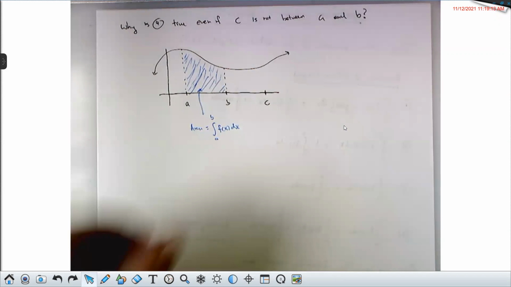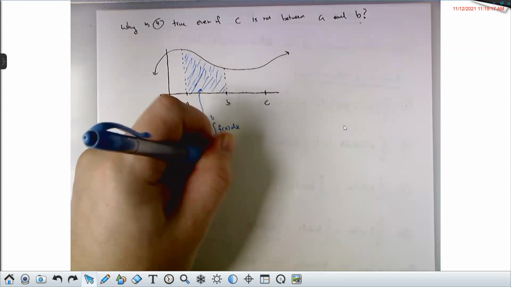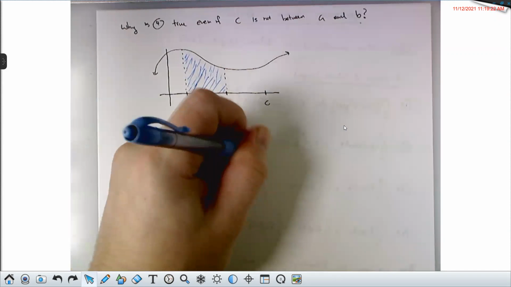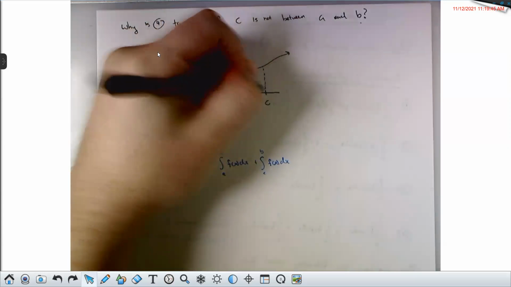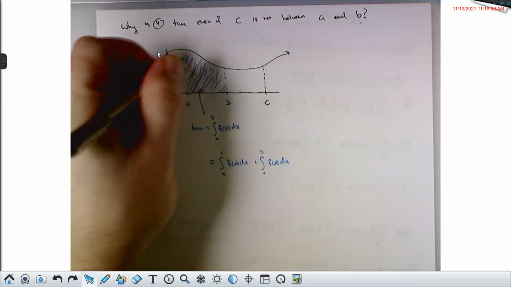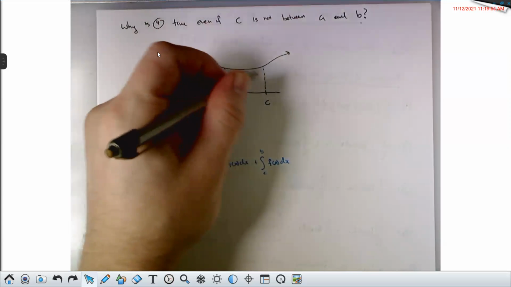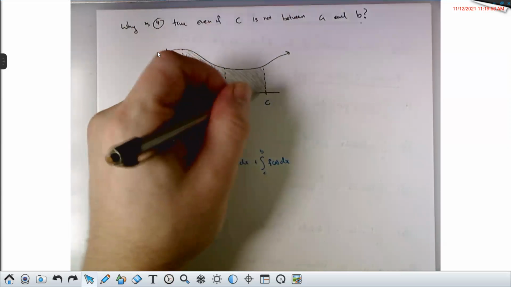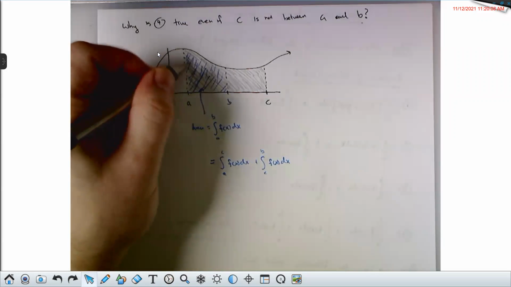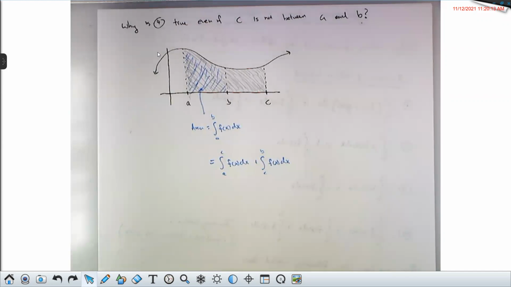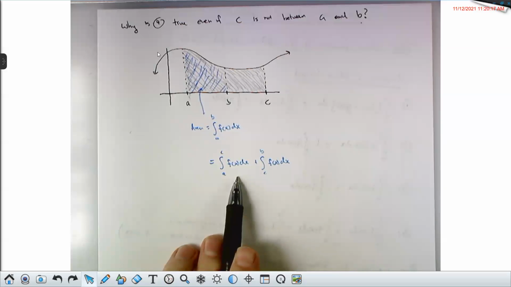And what I claim is that this should be equal to the integral from A to C, f of x dx, plus the integral from C to B, f of x dx, even with C all the way over here. So the integral from A to C would be all of this area under the curve, right? We'll shade in pencil. So the integral from A to C, this guy, is the pencil shaded area.